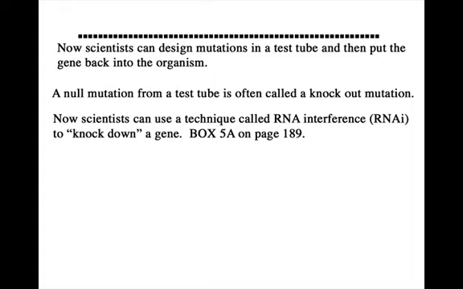There's a newer technique we'll talk about a lot in this course where instead of mutating the gene, scientists are able to block its expression using a naturally occurring mechanism called RNA interference, or RNAi. And so instead of knocking out the gene, they say they knock down the gene. And again, that's kind of a casual term, but it's used frequently by developmental biologists. They'll knock out a gene and study its function, or they'll knock down a gene and block its expression.